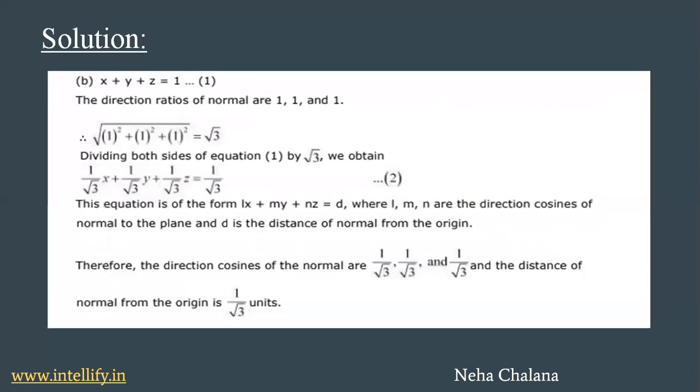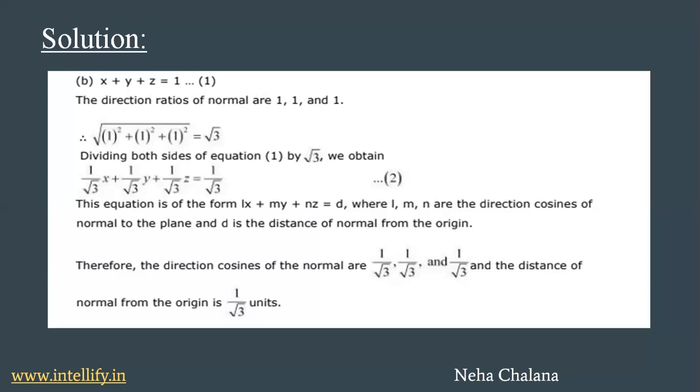For part B, we have the equation x plus y plus z equals to 1. Here, the direction ratios are the coefficients of x, y and z, which are 1, 1 and 1. Now, we will divide by the square root of the sum of squares and we get the value root 3. On dividing by this value, we can convert direction ratios into direction cosines. So after dividing this equation by root 3, we get x divided by root 3 plus y divided by root 3 plus z divided by root 3 equals to 1 by root 3.